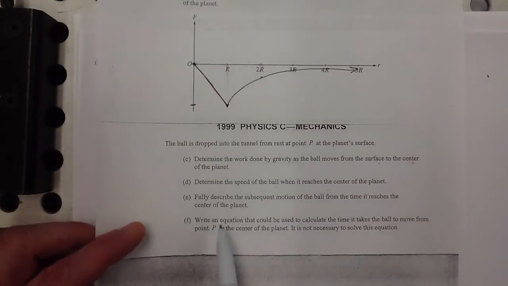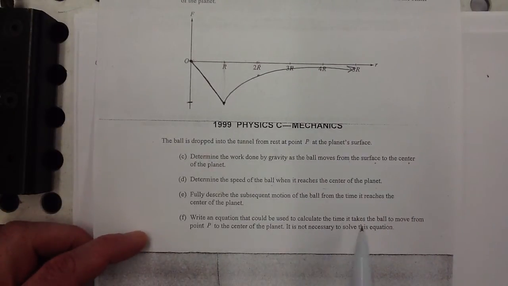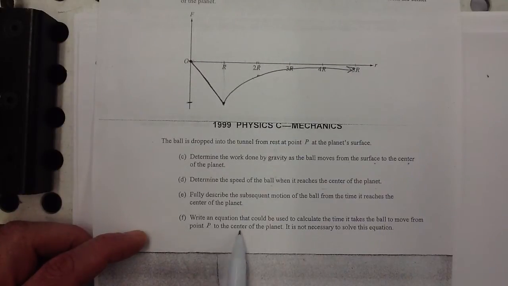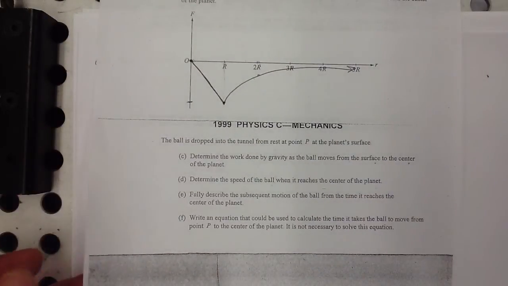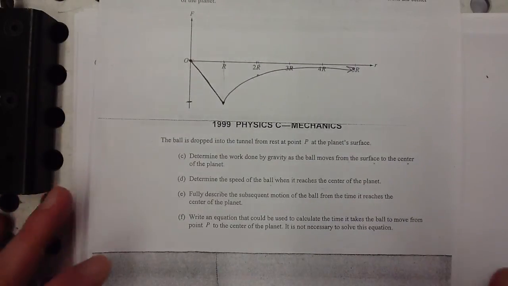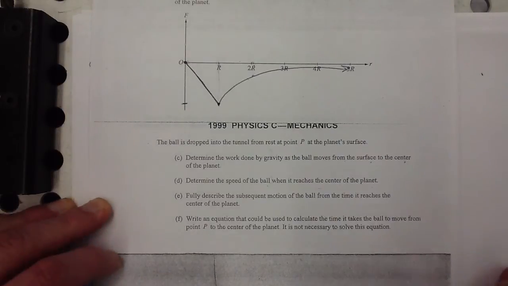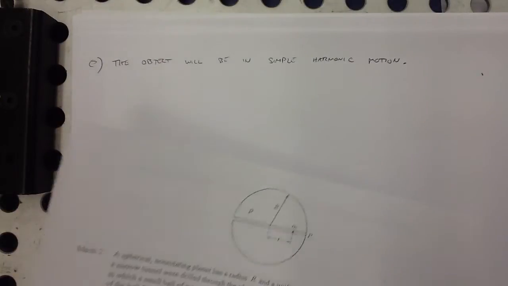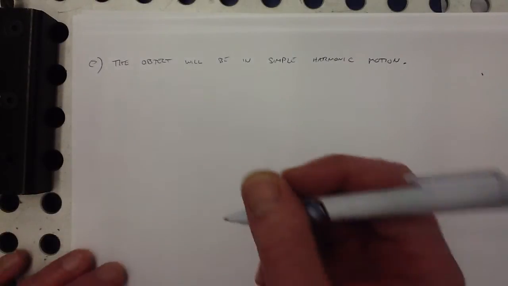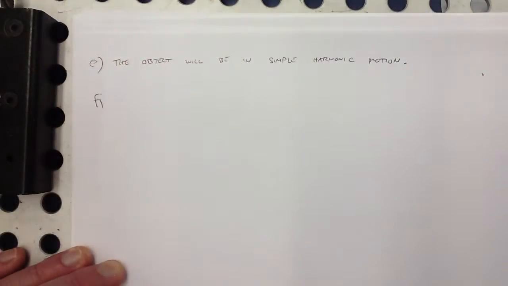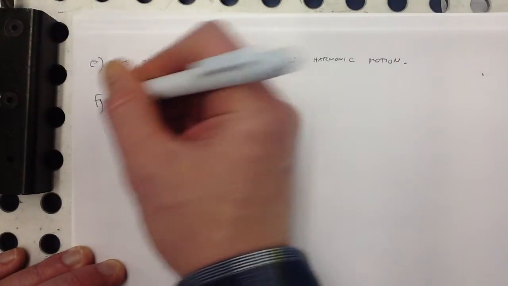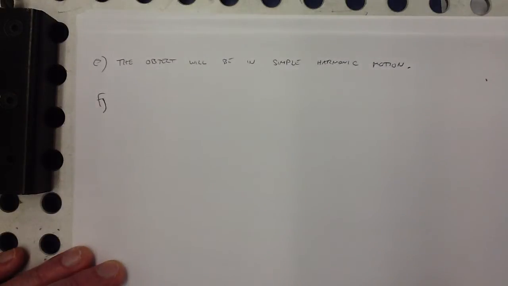And then part F, write an equation that could be used to calculate the time it takes the ball to move from point P to the center of the planet. And it's not necessary to solve this equation. This might, I believe, also be getting ahead of ourselves. So I'll give you just a sketch of the idea, and I think this is probably what they're expecting you to do. You just think about that for 1 second.